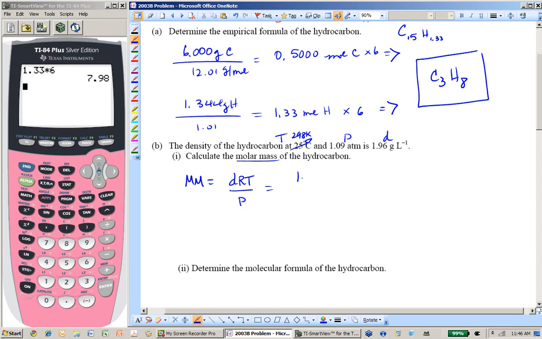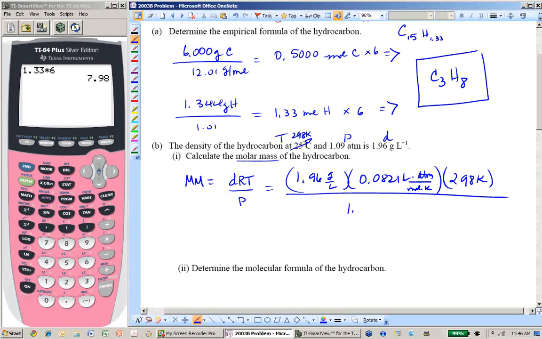So I can take that density of 1.96 grams per liter, multiply by R, 0.0821 liter atmosphere per mole Kelvin, and 298 Kelvin, and divide it by the pressure of 1.09 atmosphere. Before you pick up the calculator, let's do the units. Liter, liter, Kelvin, Kelvin, atmosphere, atmosphere, grams per mole. Isn't that what molar masses are measured in? Now it's worth using the calculator.